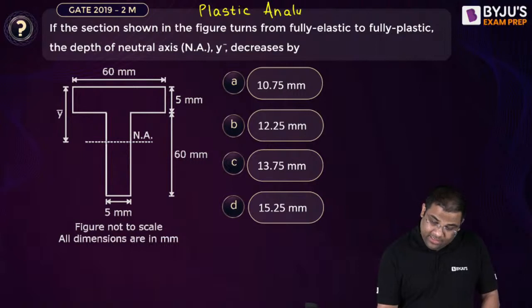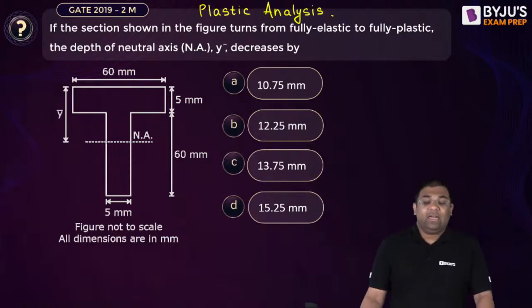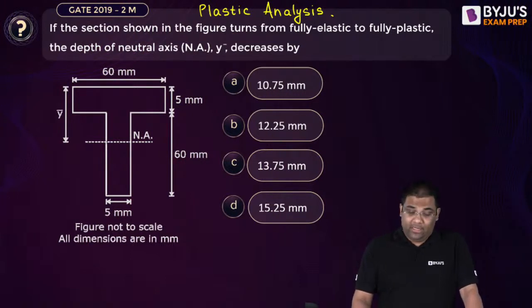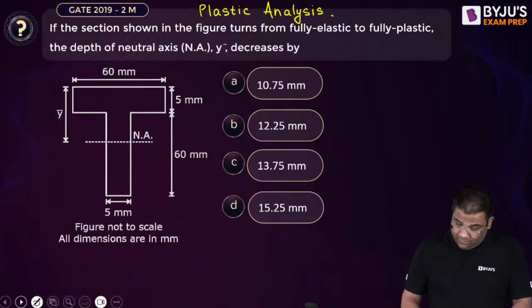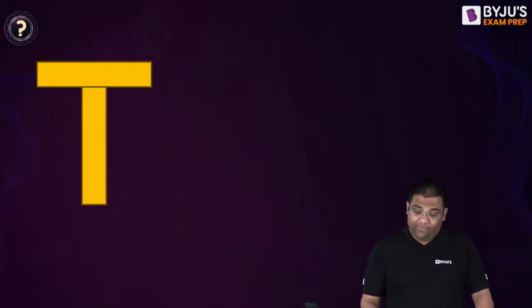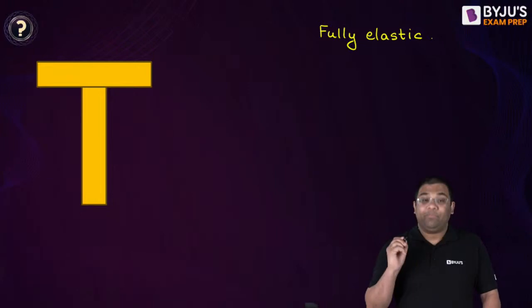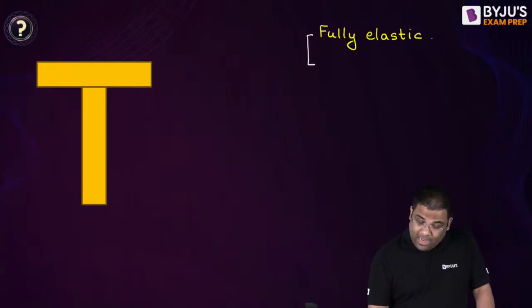What is given? It is given that the section turns from fully elastic to fully plastic. What is the change in depth of the neutral axis? So the section was first fully elastic and then became fully plastic. We'll solve this. First of all, when we see a fully elastic section, that means what? The fully elastic section will have the neutral axis passing through the centroid.